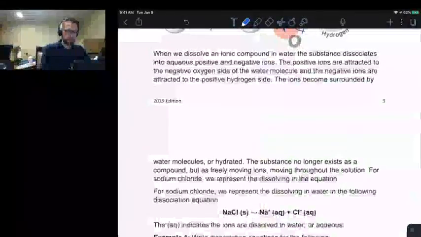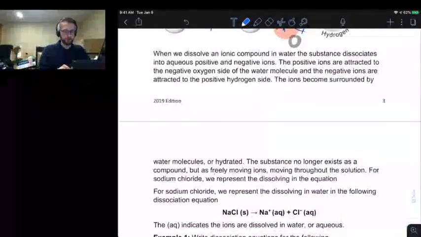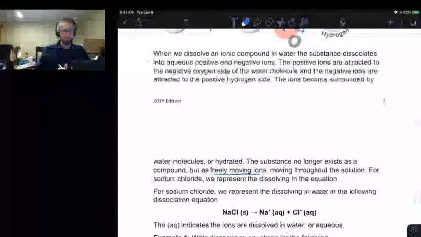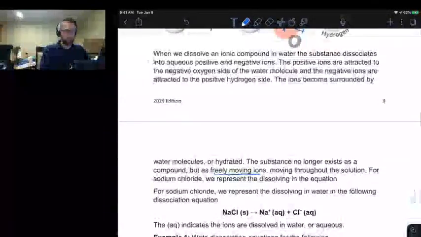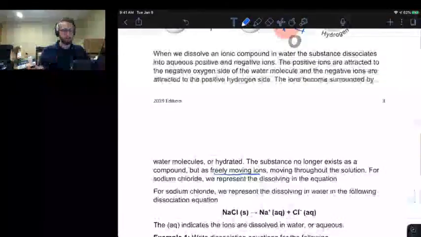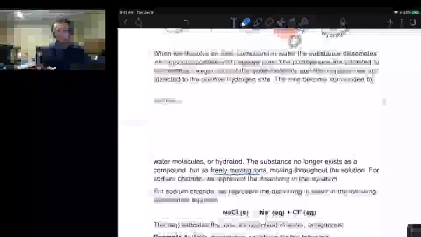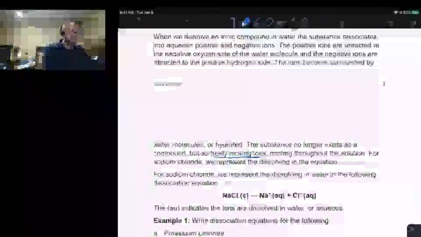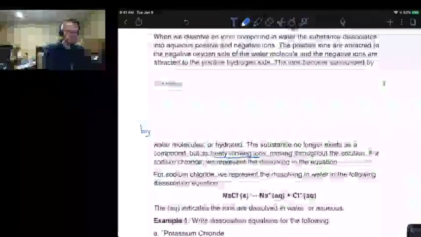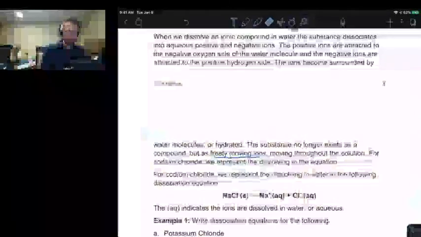The substance no longer exists as a compound, but as freely moving ions. And so one question is, why would this possibly happen, now that we have some concepts of things only happening if there's energy to be gained or lost? And in this case, we get to replace hydrogen bonding. So let's use this example here.